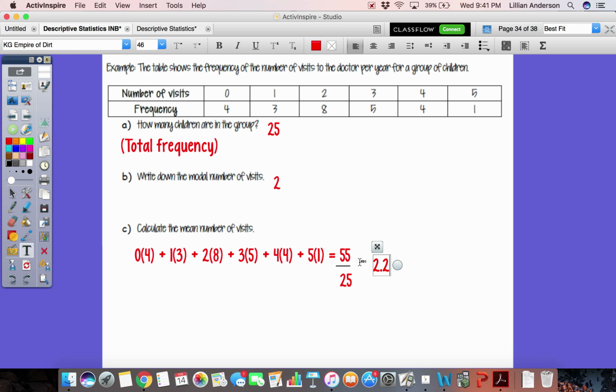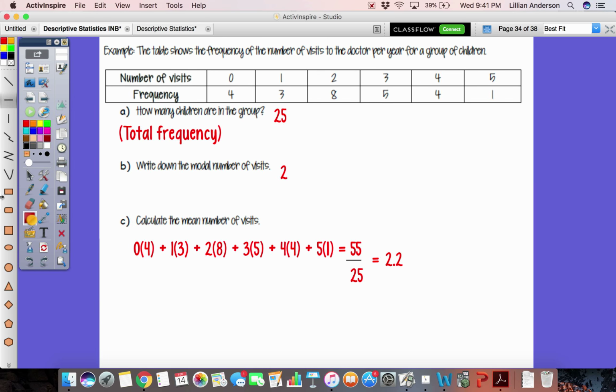We are not going to round that to a whole number because I know you're like, well, you can't visit a doctor 2.2 times. That's true, but it's asking us for the mean here, and the mean isn't always going to be a whole number. So the answer is 2.2.